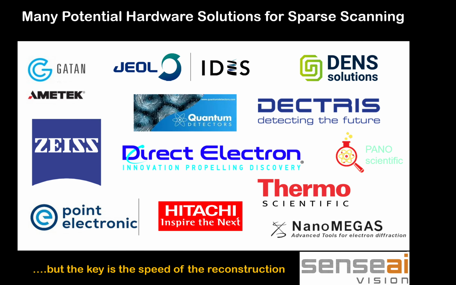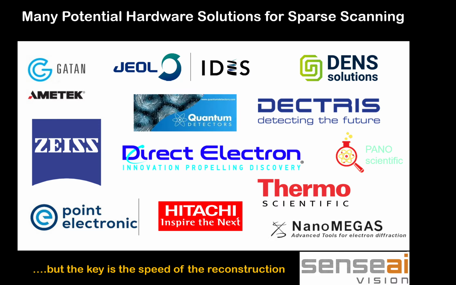Now, when it comes to doing sparse scanning, there are now many, many companies that will provide you with a scan unit where you can do this. But the important point about this is that these are all hardware solutions. So they will do the sparse sampling. But the key to everything that I'm talking about today is really how quickly can you reconstruct your full image? Because getting a sparse sampled image is only the first part of it. You then have to implement the algorithm to be able to get the reconstruction to work.